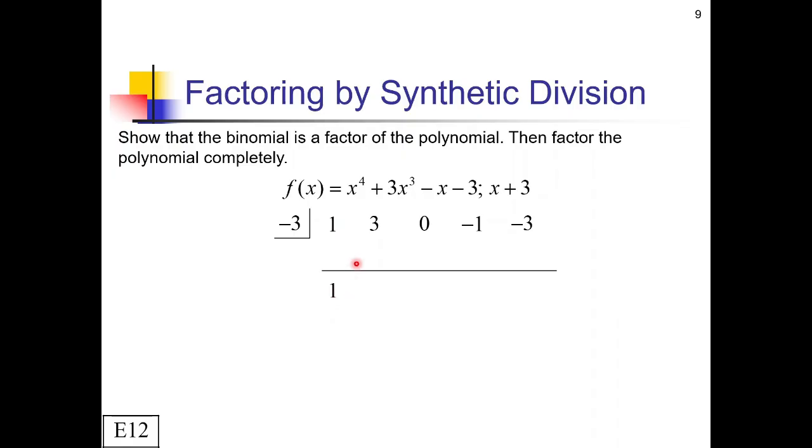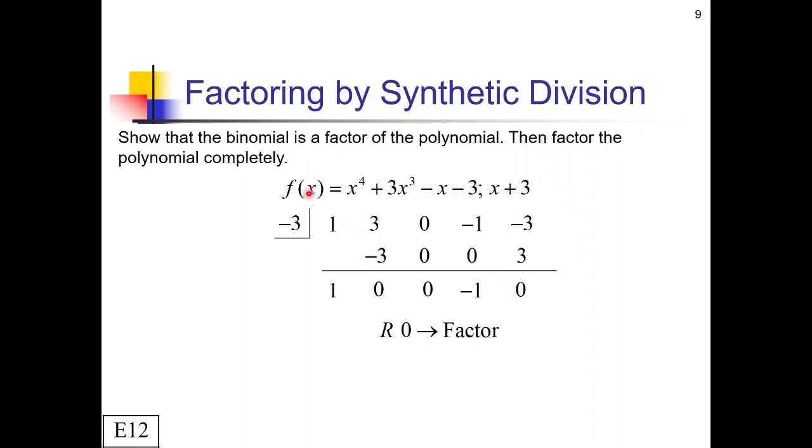Negative 3 times 1 is negative 3. That gives us 0 here. Negative 3 times 0 is 0, plus 0 is 0, times negative 3 is still 0, plus negative 1 is negative 1, times negative 3 is positive 3, and then as expected, when we add these together, we get the 0 at the end. If we didn't, then we'd kind of be in trouble. So because we have a remainder of 0, again, this proves that whatever you're looking at, x plus 3 in this case, is a factor.